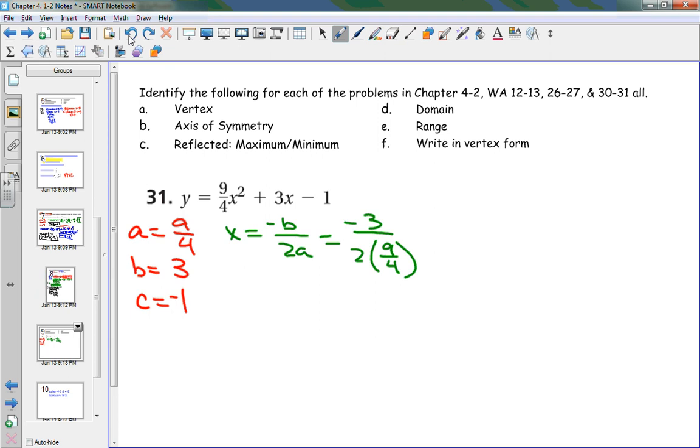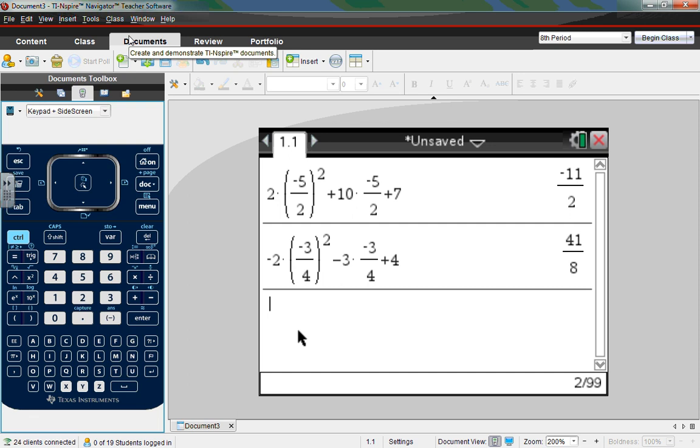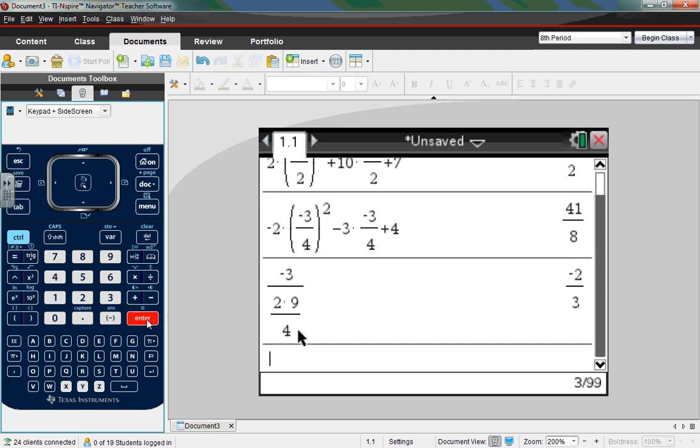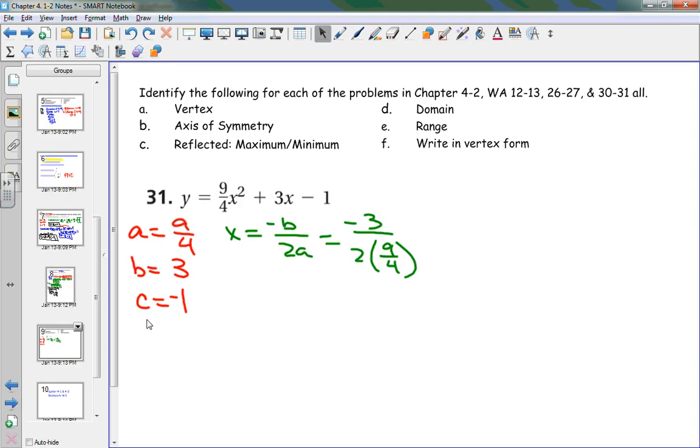Your brain should do that. But it doesn't. My brain's not that smart. So if your brain refuses to do that, then you're going to simply type in negative 3 divided by parentheses 2 times 9 divided by 4, and hit enter. And it gives you exactly the same fraction I got over here on the marker board, which is negative 2/3. Yes? If we don't have one of these calculators, we have to do all this in our head. You should be able to do that on a regular calculator, because it can do fractions. Yes? So quit whining. And that gives you negative 2/3 is your x, which is your h value.